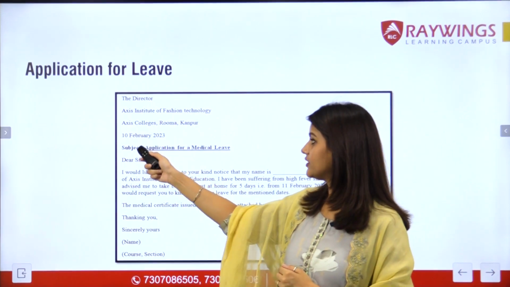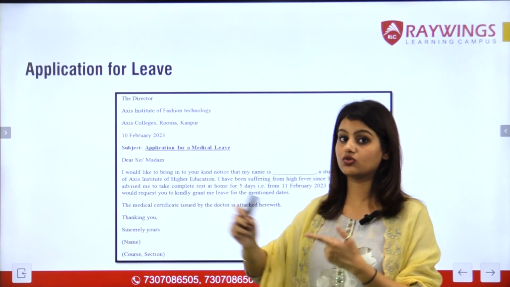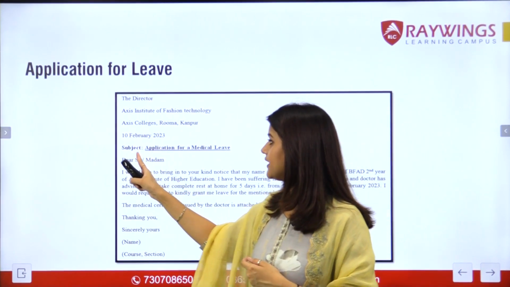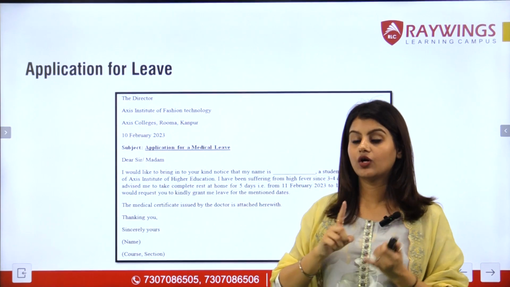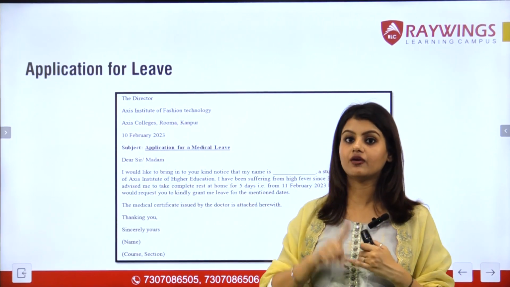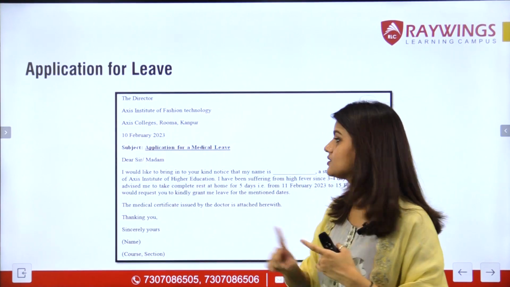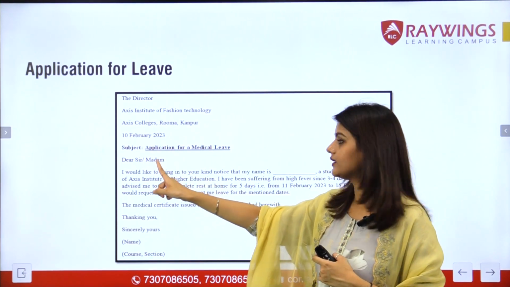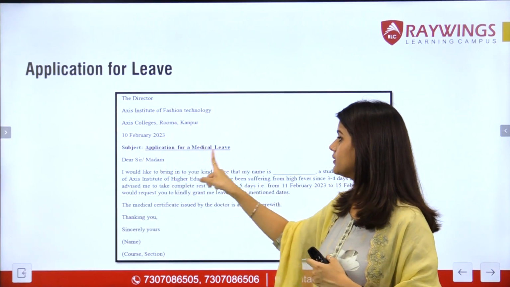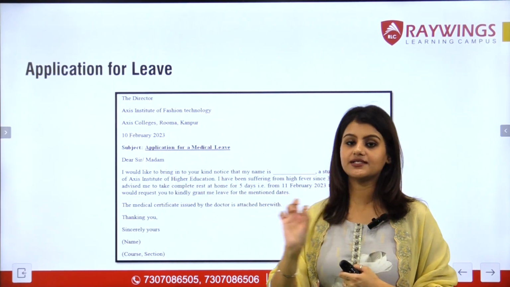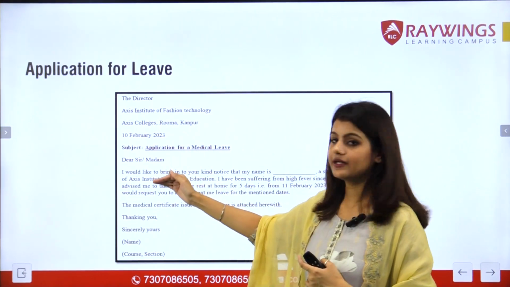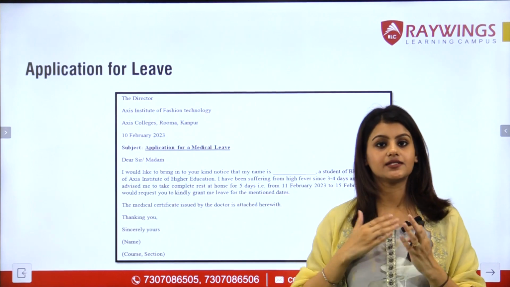For example, here I have written 10 February 2023. So no ordinal numbers, no marks of punctuation. Then the subject line. I have written subject, and again the only acceptable punctuation mark in formal letters is the colon. So I have used a colon here, and then I have written the subject line, which is application for a medical leave, and I will always underline the subject line. Then leave one line again and start with the salutation, that is the greetings.